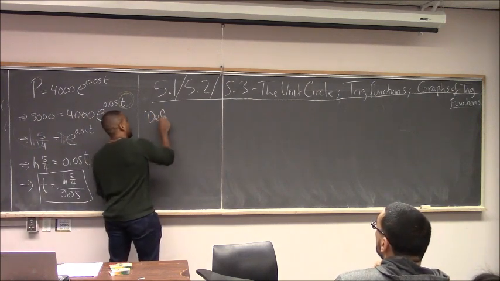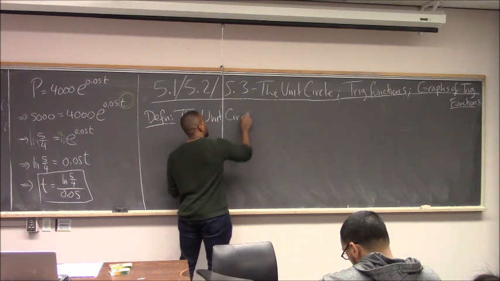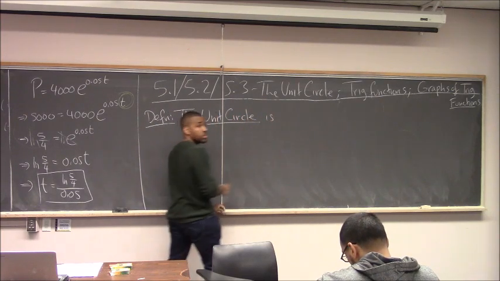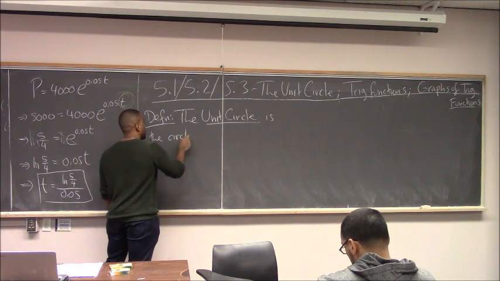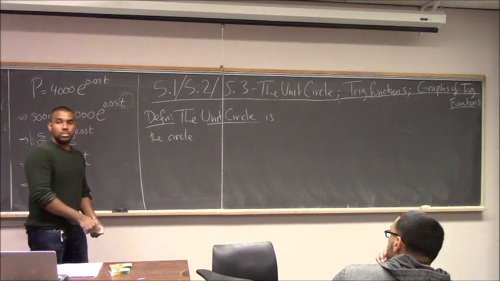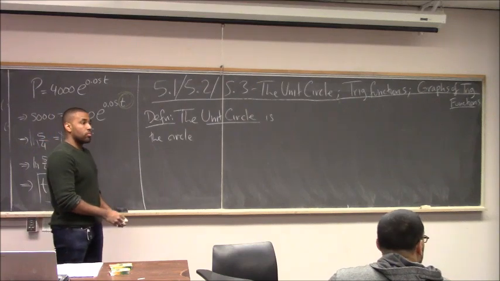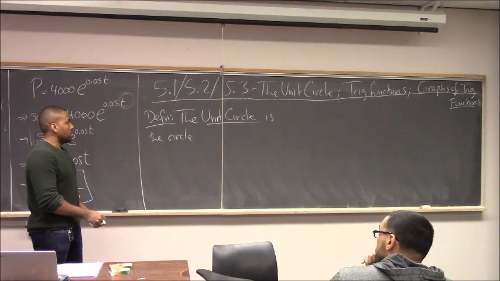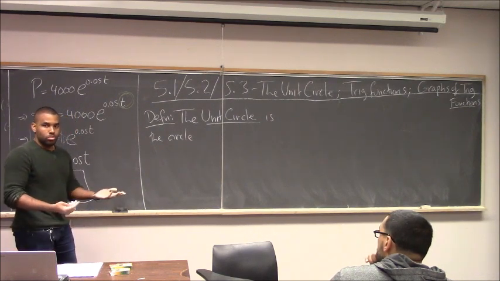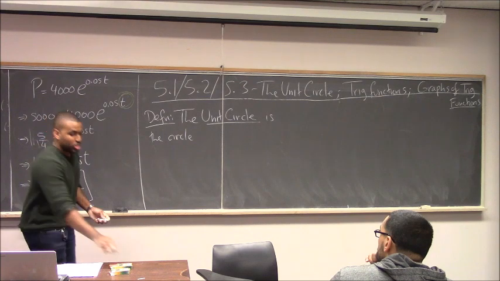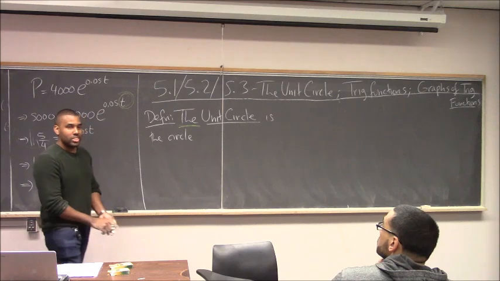What is the unit circle? Anyone know? What's a characteristic of the unit circle? Yeah? What equals 1? The radius? The circle of radius 1. So any circle of radius 1 is the unit circle? What makes it the unit circle? Right, when someone says the unit circle, who are they referring to? There's a specific circle.